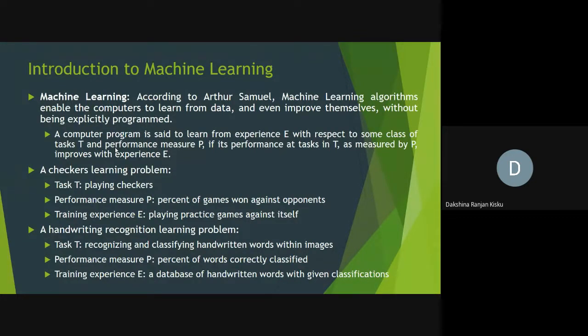So what would be the training experience? The training experience E refers to a data set of handwritten words with given classifications. If we provide such a database of handwritten words, this is called the training experience E. If we provide these three entities to a handwriting recognition algorithm, the algorithm will perform the task T given some training experience E, and gradually it will increase the performance P.